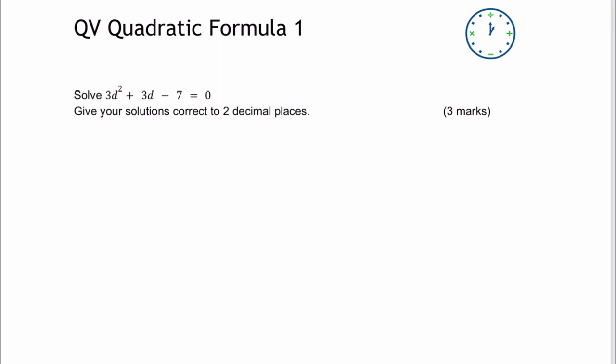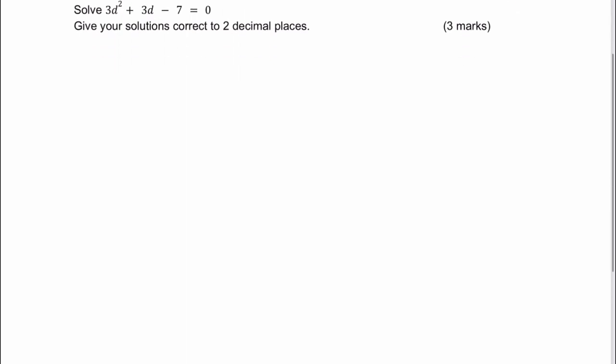Okay, so this particular question is aimed at roughly grade 7 for GCSE. Now it is a quadratic formula question, and the way that we know that is it says give your solutions, and importantly it says correct to 2 decimal places.